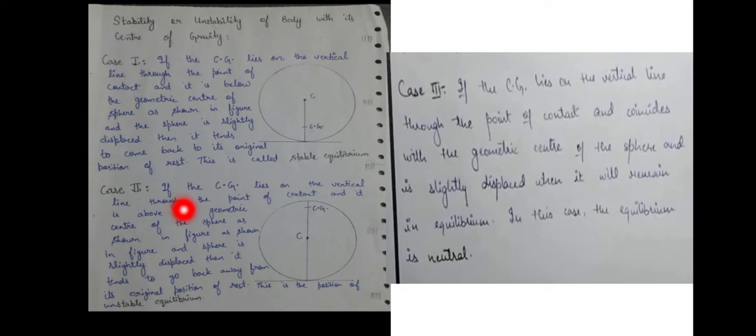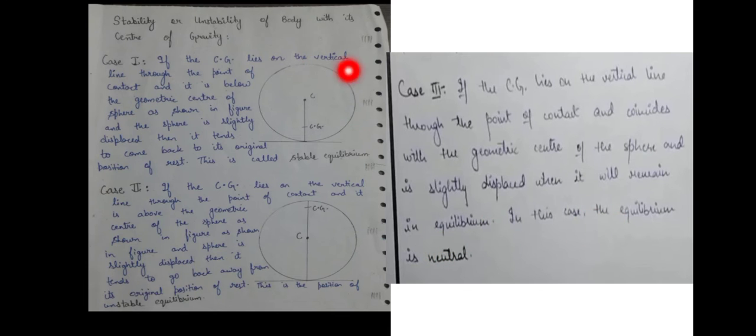Now, in case 2, if center of gravity lies on the vertical line through the point of contact and it is above the geometric center of the sphere as shown in the figure, and the sphere is slightly displaced, then it tends to go away from its original position of rest. This position is known as unstable equilibrium. And the third case, if center of gravity lies on a vertical line through the point of contact and coincides with geometric center of the sphere, and it is slightly displaced, then it will remain in equilibrium. In this case, equilibrium is neutral.